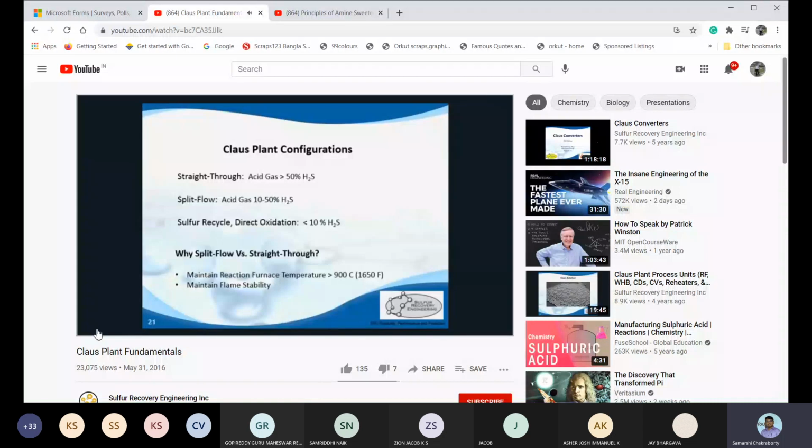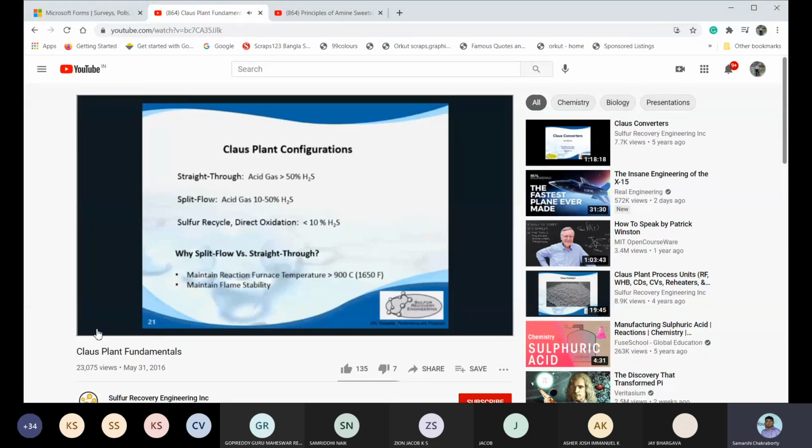So some configurations, we have straight through, we have the split flow, and then we have other things like sulfur recycle and direct oxidation. And these all depend on the amount of H2S in the feed stream. A split flow process may be preferred over a straight through one if the H2S concentration is less than 50%. This is where 1/3 of the acid gas is burned in the furnace, and then the other 2/3 will bypass it. So with that split flow design, that 1/3 going through the furnace is actually completely oxidized into SO2. And then that sets us up with the nice 2-to-1 H2S to SO2 ratio for the first converter.